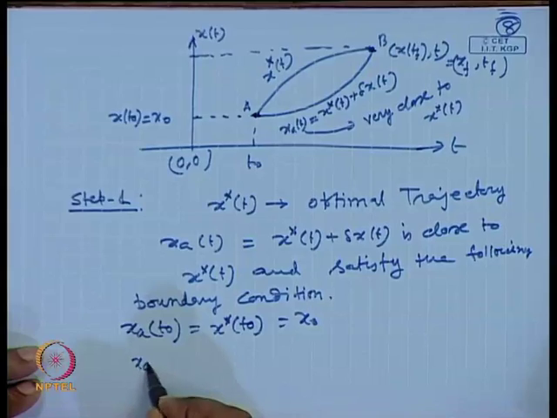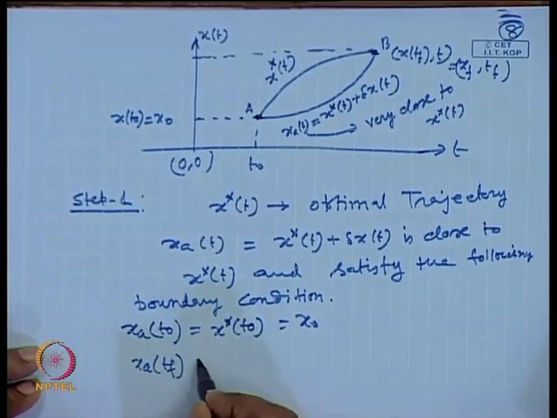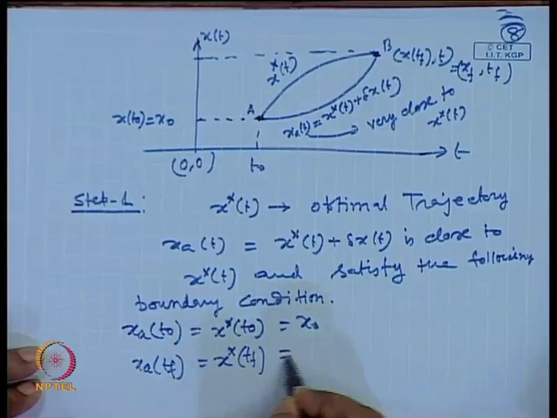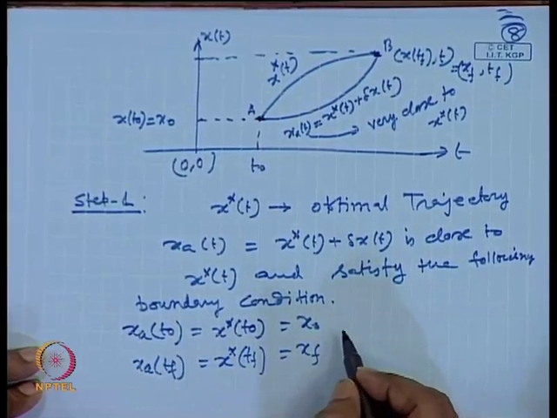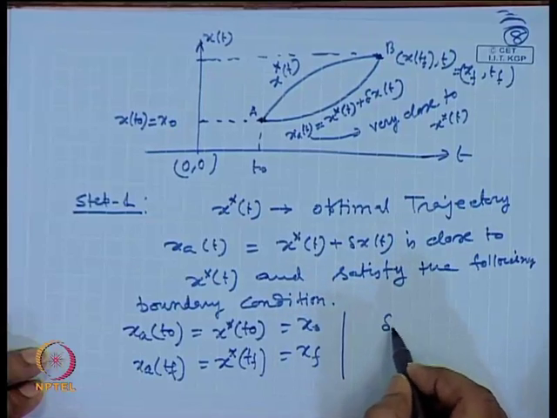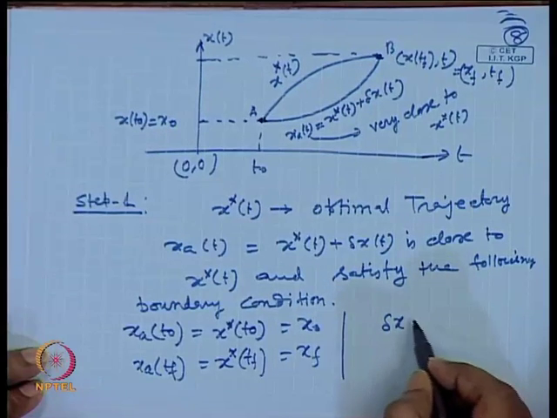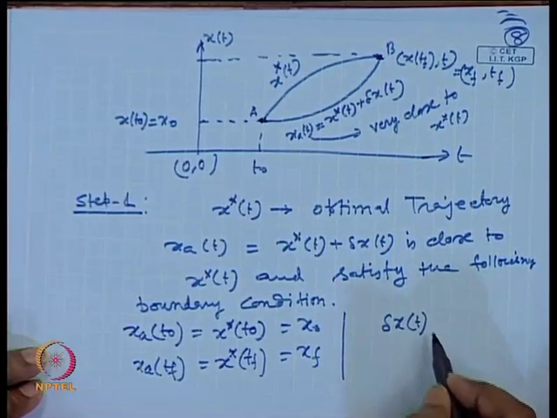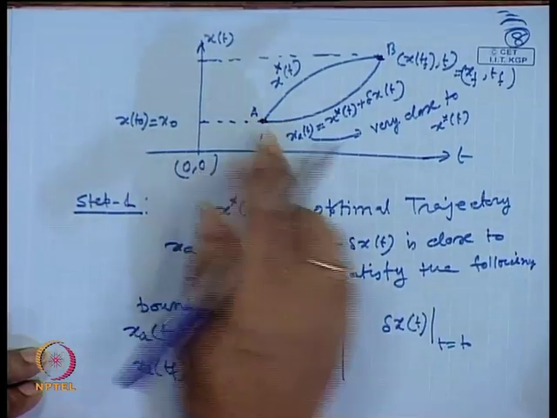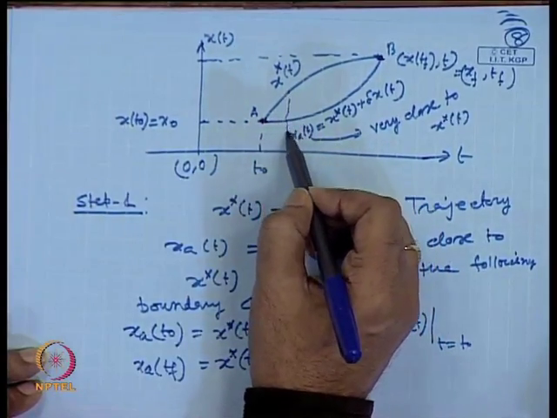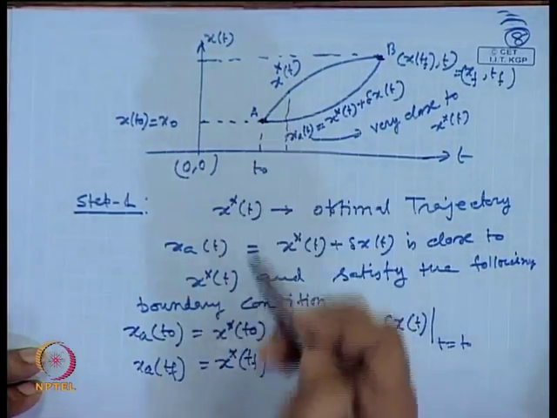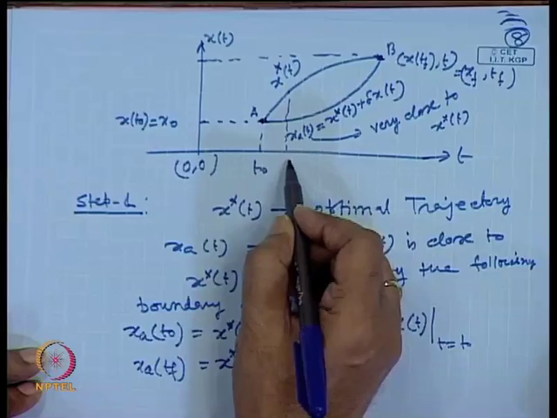Another is x of t f is equal to x star of t f is equal to x f, and these are the boundary conditions. Not only this, you can see delta x of t at time t is equal to t 0. That means, at any time t is equal to 0, this is the delta x of t. Agree? Let us call t is equal to t 1.